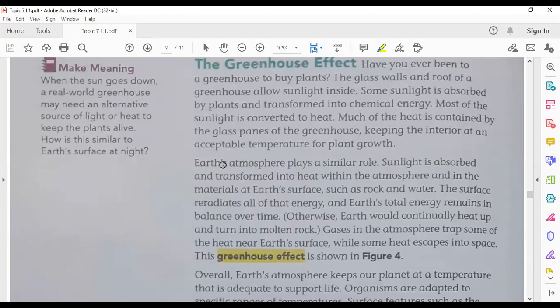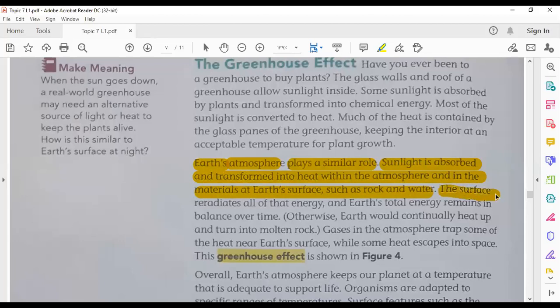Okay, so again, Earth's atmosphere plays a similar role to what? To the greenhouse. Sunlight is absorbed and transformed into heat within the atmosphere and in the materials at Earth's surface, such as rock and water. Okay, so part of the sunlight is absorbed by the atmosphere and transformed into heat.